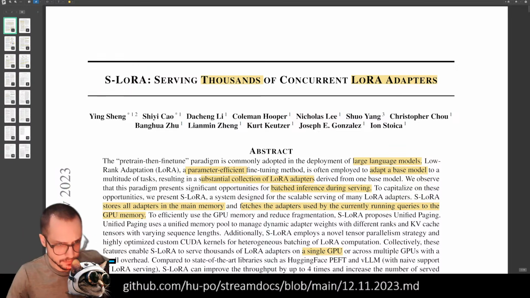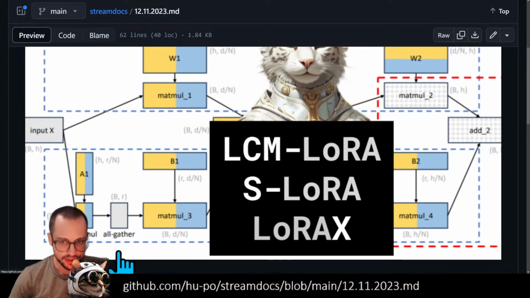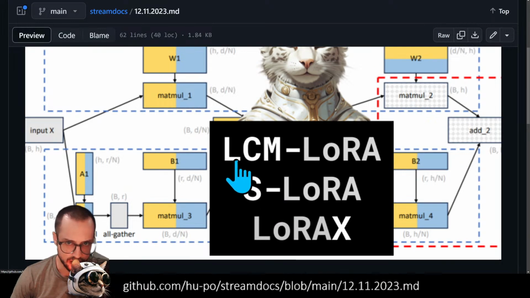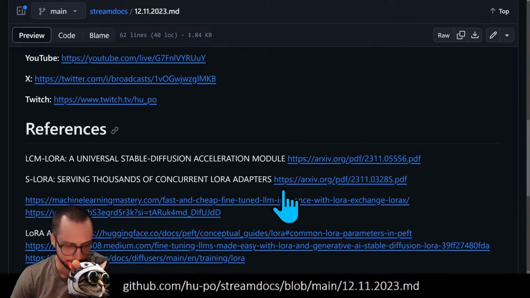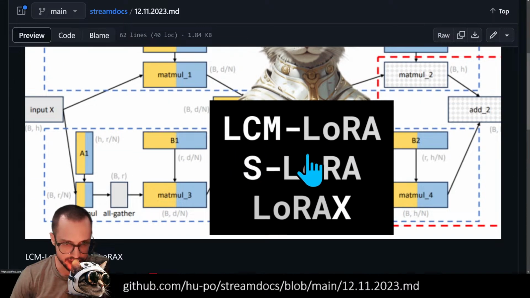Okay. All right. So today we reviewed a couple different LoRA papers. We reviewed LCM LoRA, S-LoRA, and then LoRAX. All of these papers are slightly different, but we went through all of them.